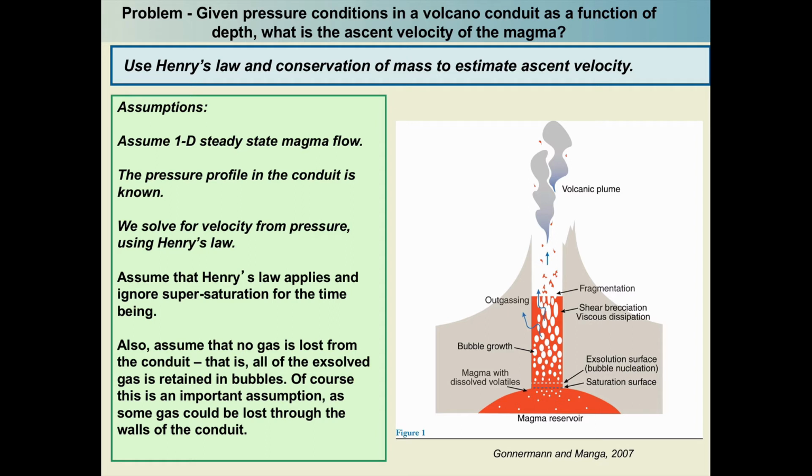So first we're going to have some assumptions here that are pretty simplistic, so keep that in mind. We're going to assume a one-dimensional steady state magma flow. That means you have magma that's just flowing up and there's nothing happening to the sides. The pressure profile in your conduit is known. So we know what the pressure is at the bottom, and we know what it is at the top, and we know what it is all throughout the ascent pathway in between.